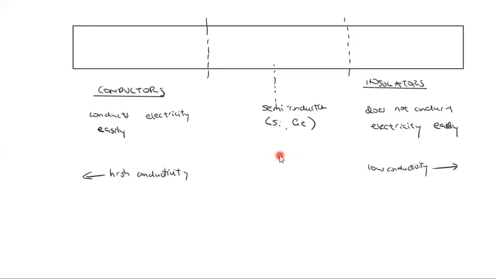Starts with R. Resistance. Right. So if it's a conductor, does it resist a lot? No. So this is low electrical resistance, and on this end is high electrical resistance.